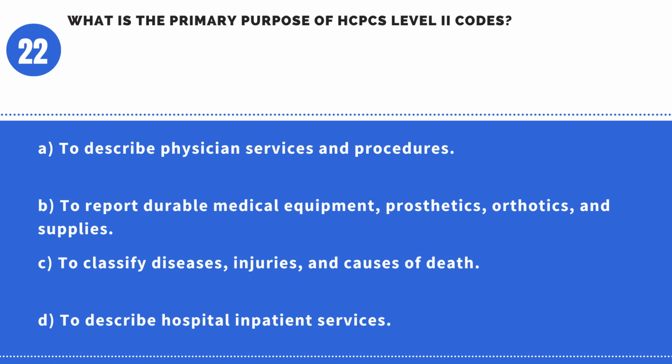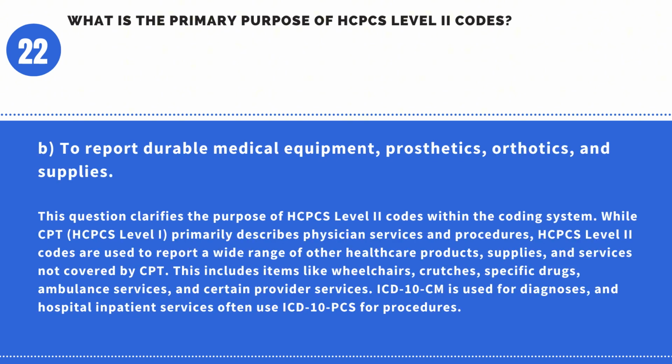Question 22. What is the primary purpose of HCPCS Level II codes? A. To describe physician services and procedures. B. To report durable medical equipment, prosthetics, orthotics, and supplies. C. To classify diseases, injuries, and causes of death. D. To describe hospital inpatient services. Answer, B. To report durable medical equipment, prosthetics, orthotics, and supplies.